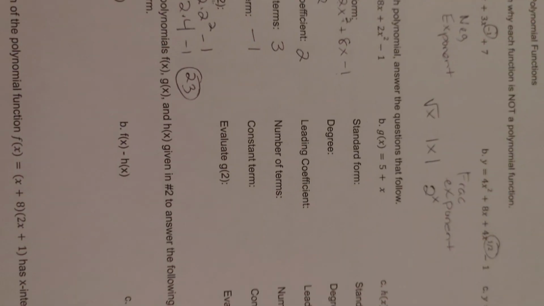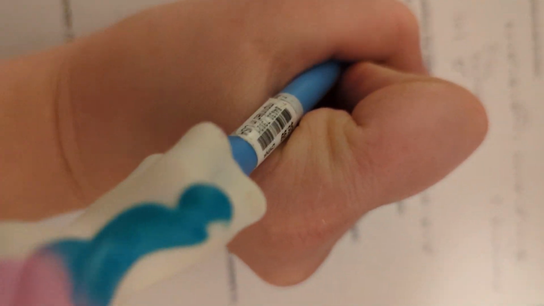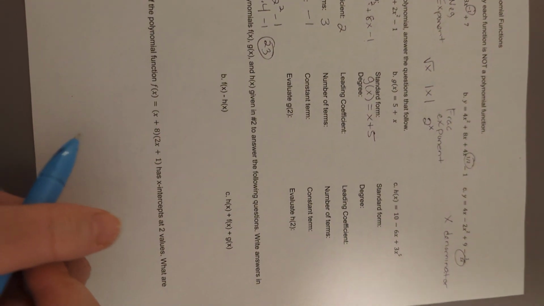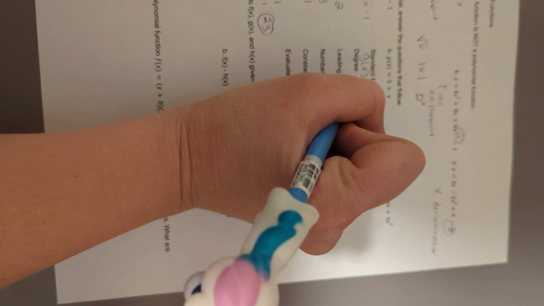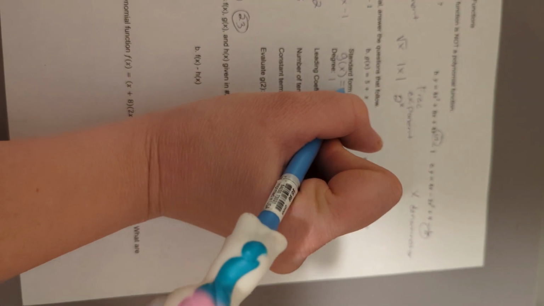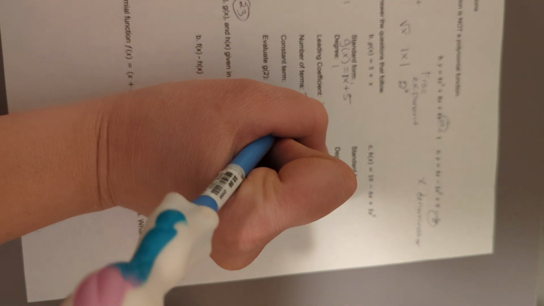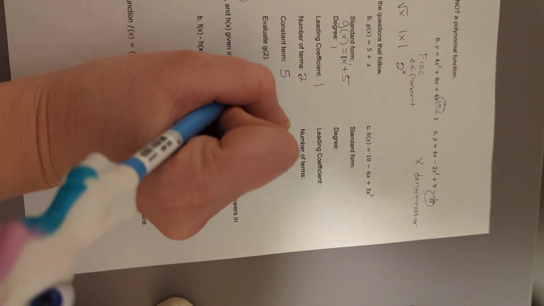Let's see. Put it in standard form. G of x is x plus 5. The degree is x to the first power, so 1. The leading coefficient is the number in front, so that's also 1. There are 2 terms in this problem. It has a constant term of 5, and if I plug in 2, 5 plus 2 would give me the number 7.